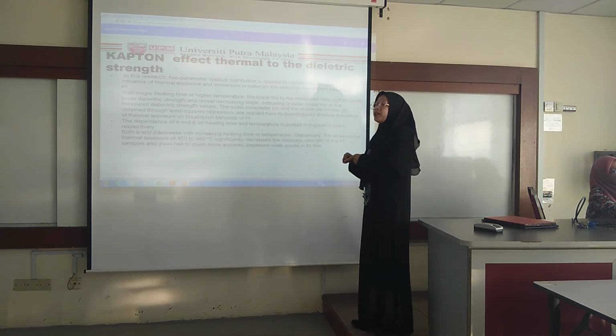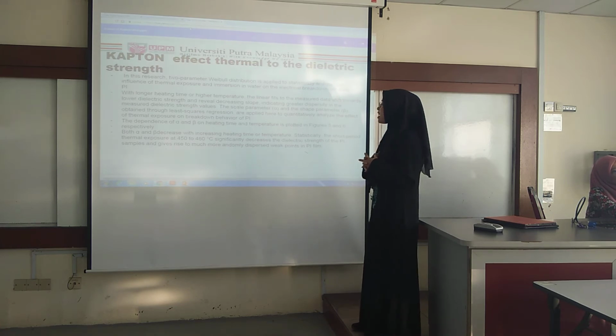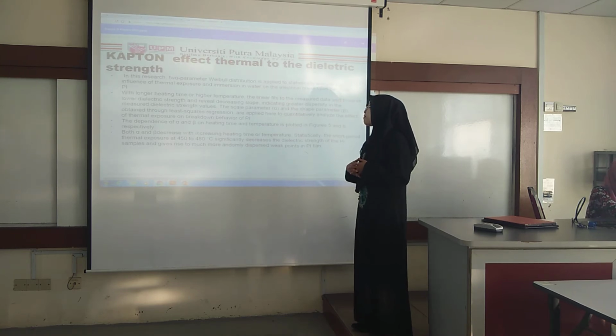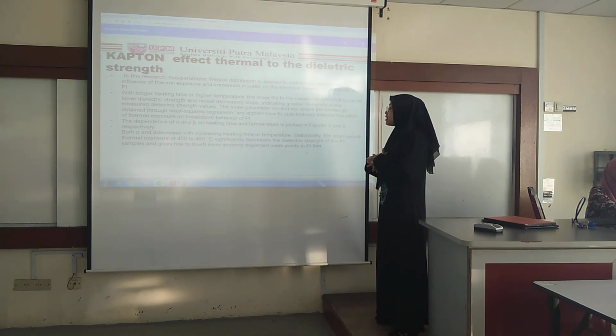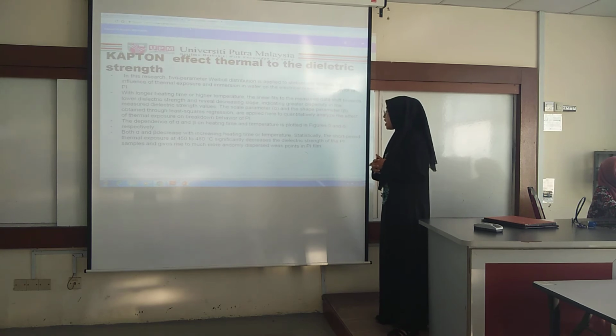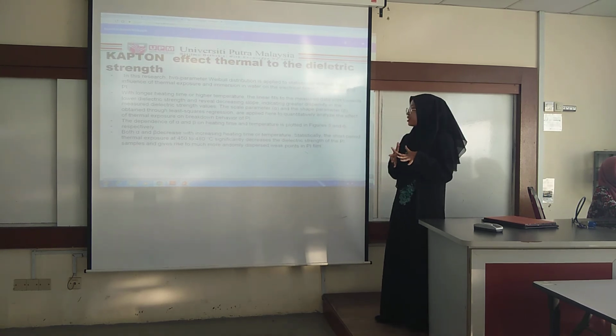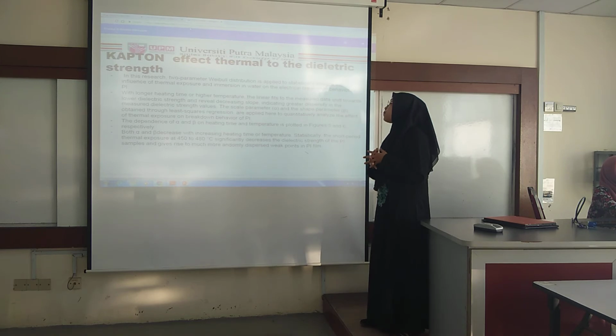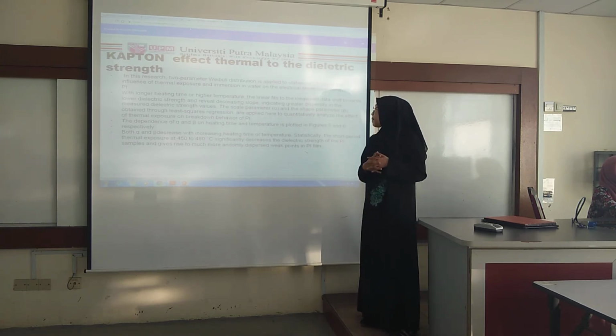The scale parameter alpha and the shape parameter beta, obtained through least square regression, are applied here to quantitatively analyze the impact of thermal exposure on breakdown behavior of PI. The differences of alpha and beta with heating time and temperature are plotted in figures 5 and 6 respectively. Both alpha and beta decrease with increasing heating time or temperature. Statistically, even shorter thermal exposure at 450 to 480 Celsius significantly decreases the dielectric range of the PI sample and gives rise to much more randomly dispersed weak points in the PI film.